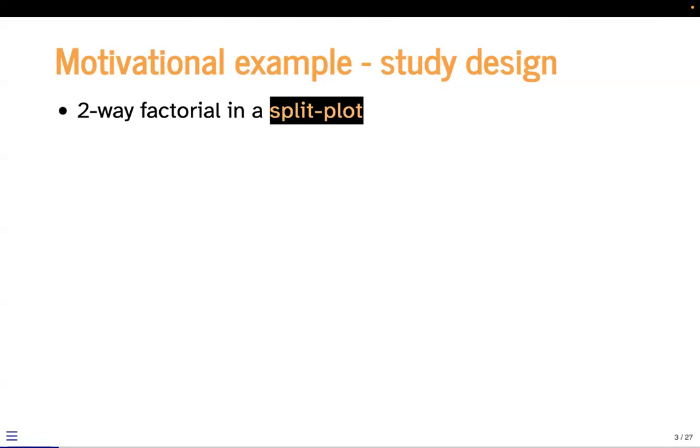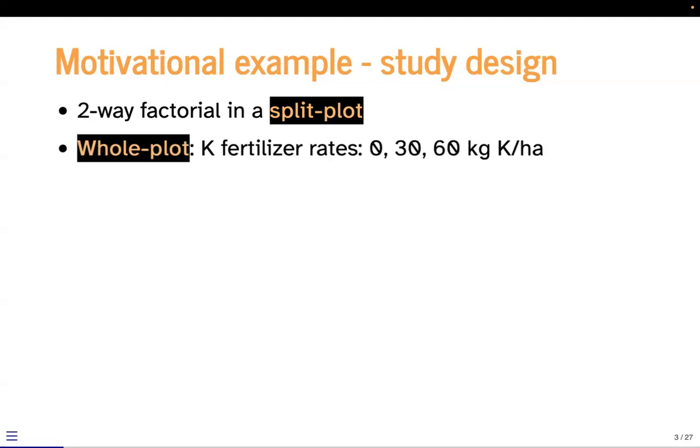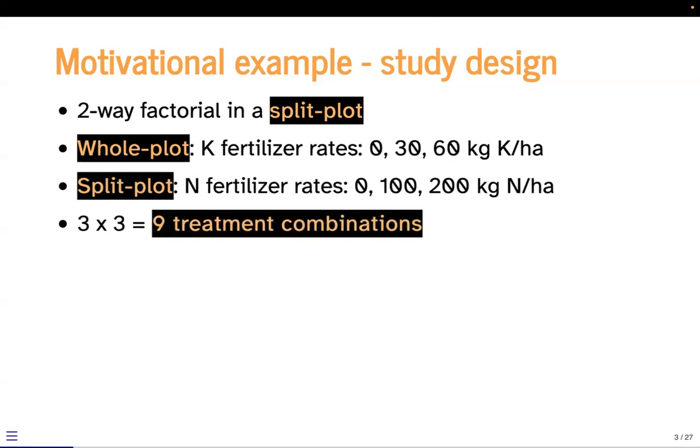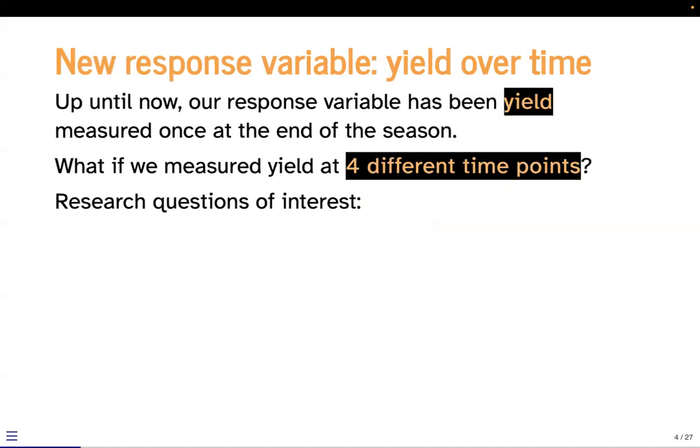So I do want to continue with that most complex example as we start talking about repeated measures. We still assume we have a two-way factorial in a split plot, where the whole plot is the potassium rates and the split plot is the nitrogen rates. We still have our nitrogen combinations, and this is all in a randomized complete block design with four blocks. However, up until now, our response variable has been yield, which is something that most commonly you assess one time at the end of the season, right?